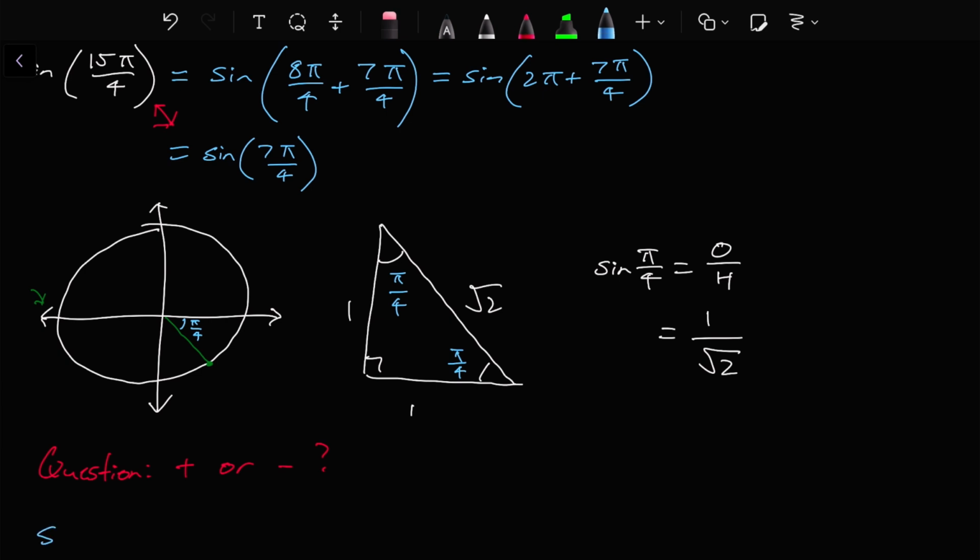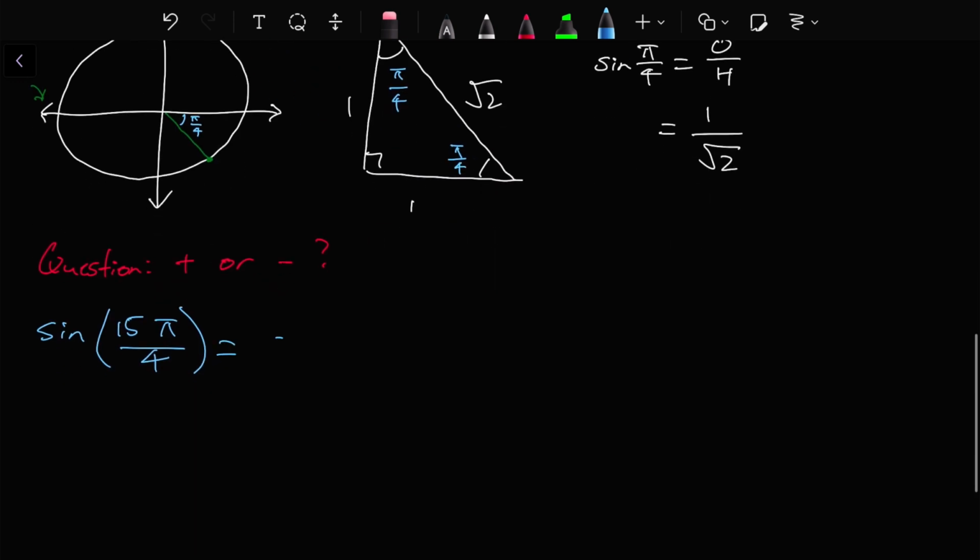So therefore, the sine of 15 pi on 4 is equal to the sine of 7 pi on 4, which is equal to negative 1 over root 2. Cool? Good.